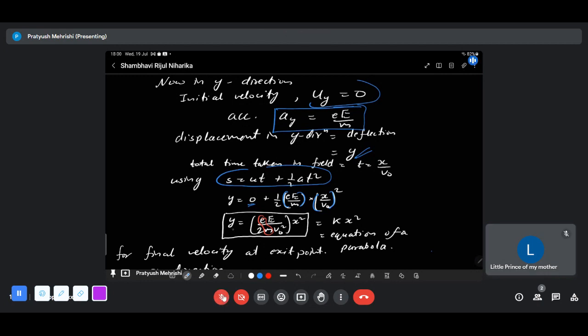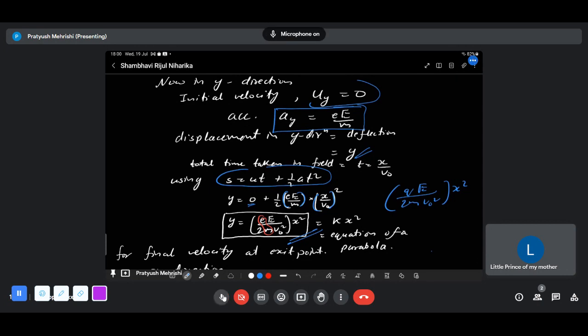So here we are getting y equals to charge E into x square upon 2 m v naught square. In some books, in place of E, you will get q. The expression will be like this: q x square upon 2 m v naught square. Got it?